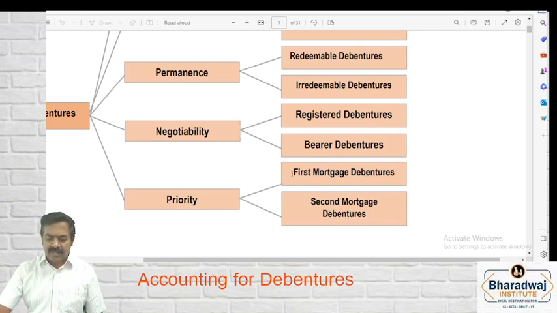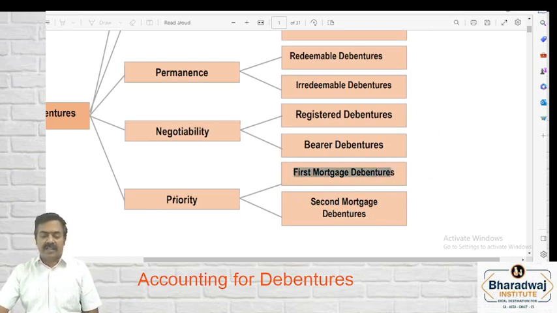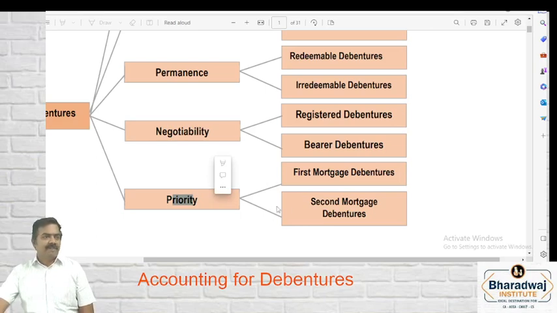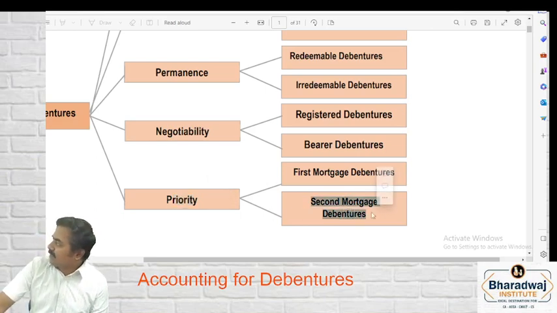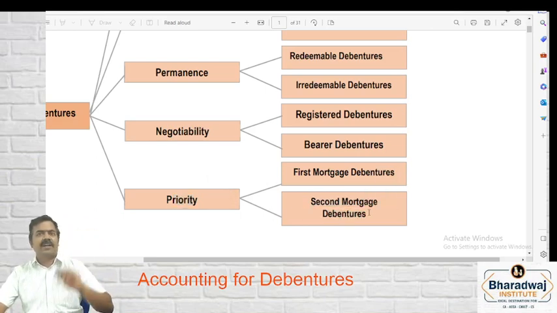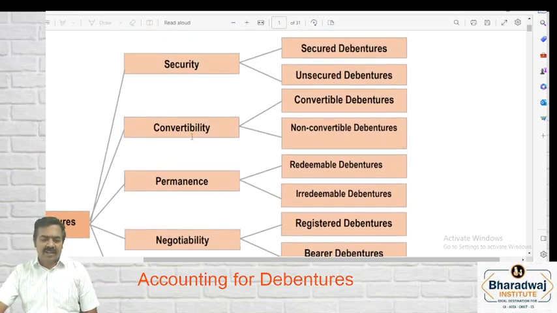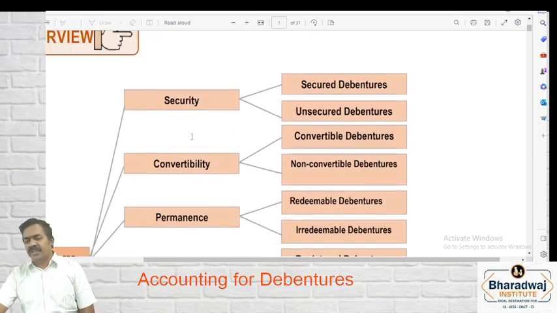First mortgage debentures have the first priority in getting the money. Second mortgage debentures have second priority in getting the money. So depending upon different features, we work out the classification.